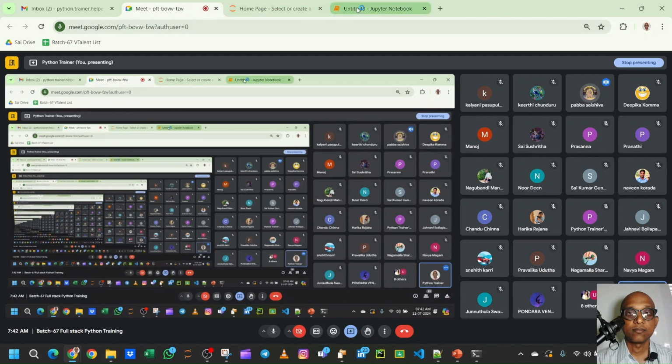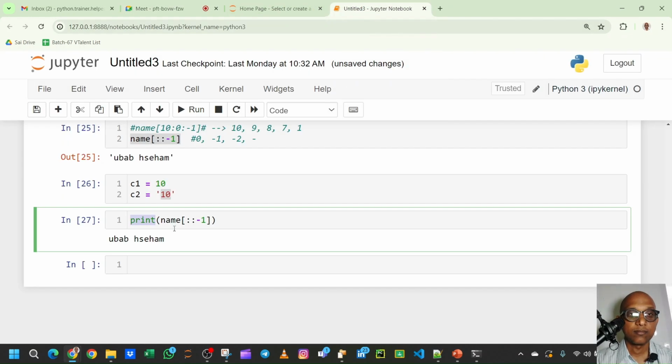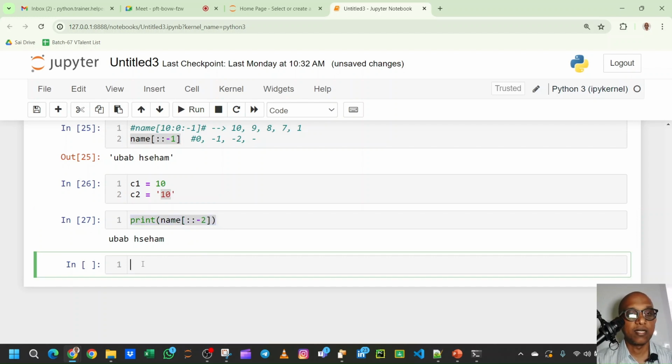Yes, sir. Sir, we are using -1 for reversing of the string now. Correct. So, what if you use -2? There will be a decrement of -2, sir. Obviously, yes, that is correct.